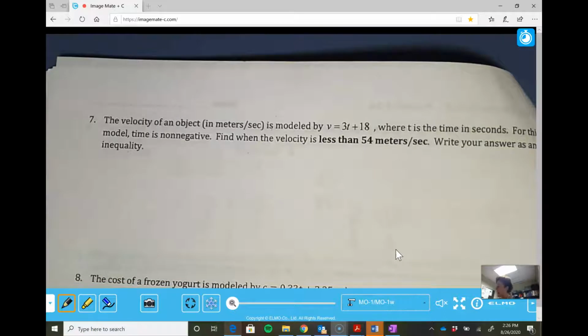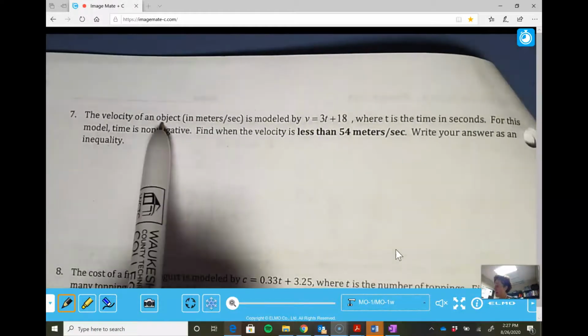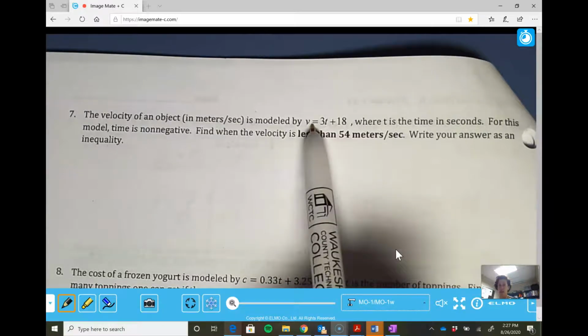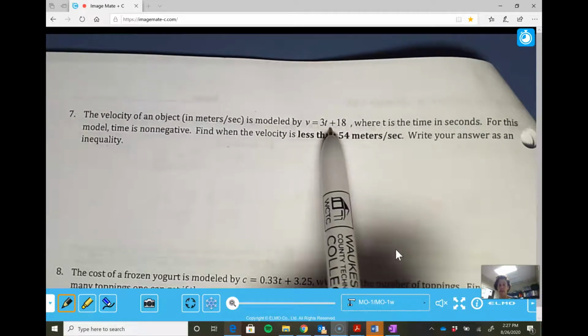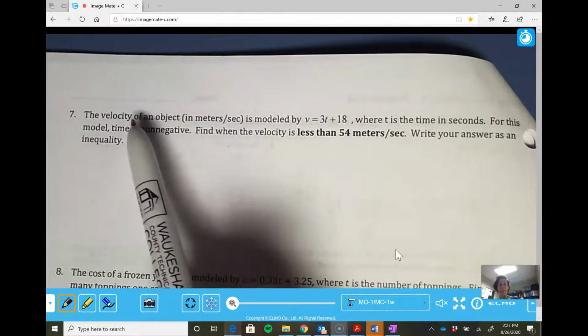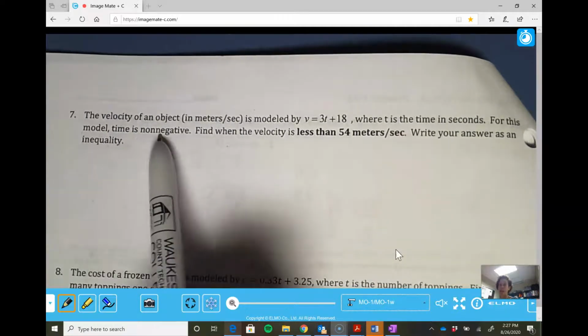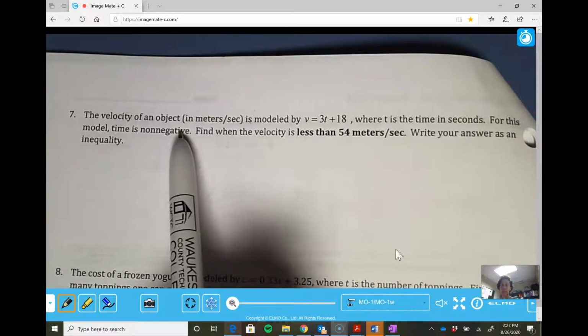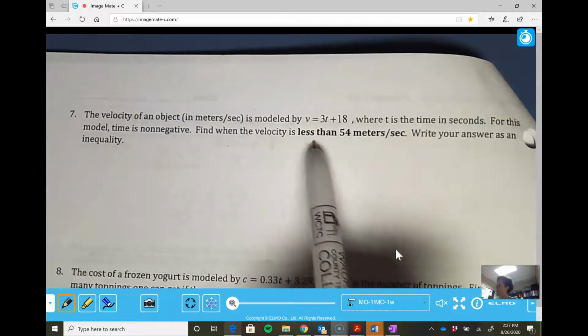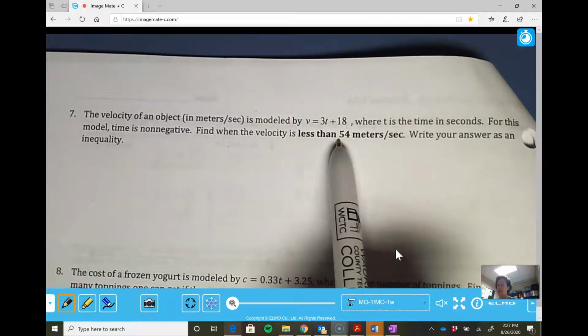So I'm going to get you set up on 7 and try to get you set up on 9. These are very similar problems to what were in the practice that we already did. You've got the velocity, and it's modeled by this equation. So this is velocity, 3t plus 18, and v is the velocity, and t is the time in seconds. Again, time is always non-negative, so you can't have -3. So we're going to find when the velocity is less than 54 meters.